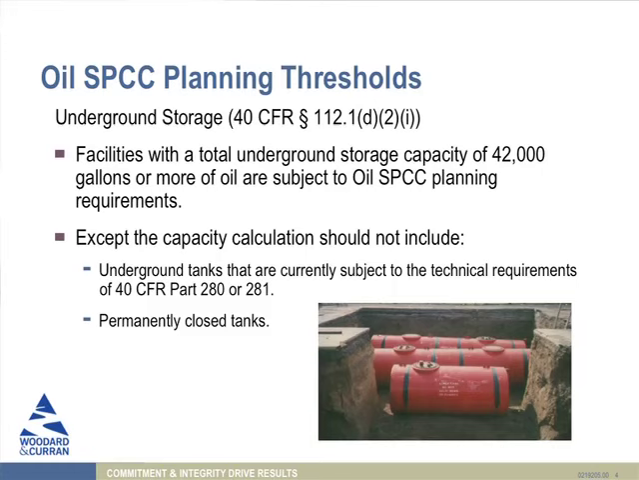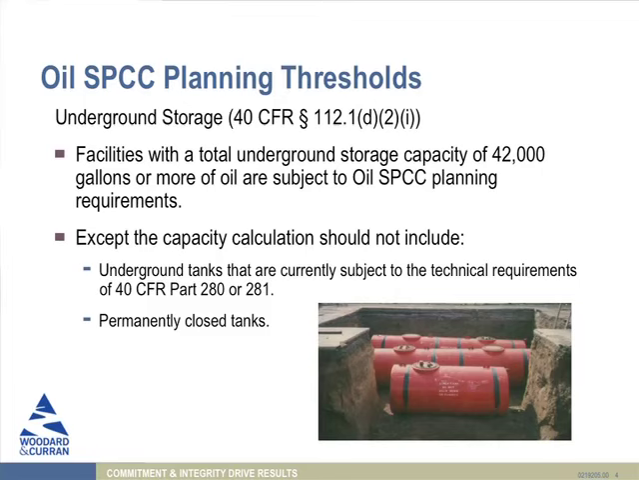So when we're talking about the thresholds, there are two different potential thresholds that you might exceed that pull you into the rules. There's underground oil storage threshold and above ground, and they're different numbers. For the underground, if you store 42,000 gallons or more of oil in underground storage tanks, you exceed the threshold, you're pulled into the program. When you're figuring out that calculation, you do not include permanently closed tanks. So if you had one of those concreted tanks, you wouldn't count it.